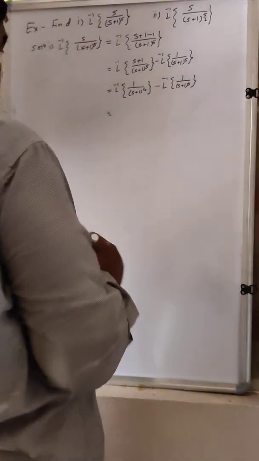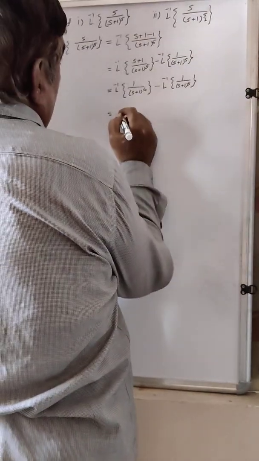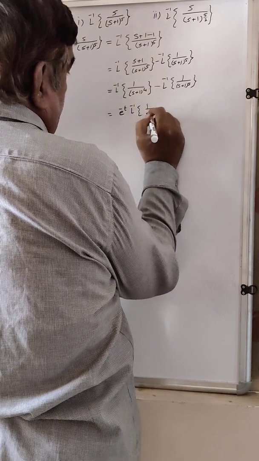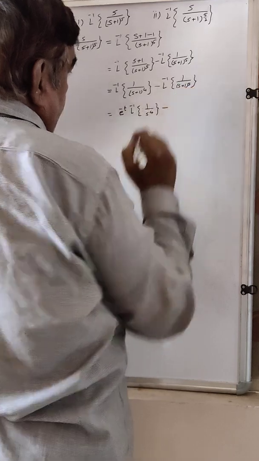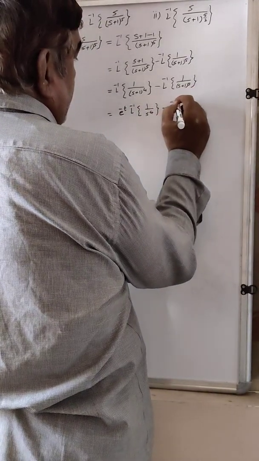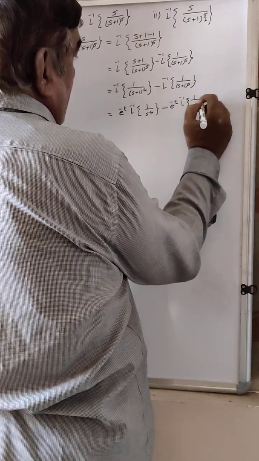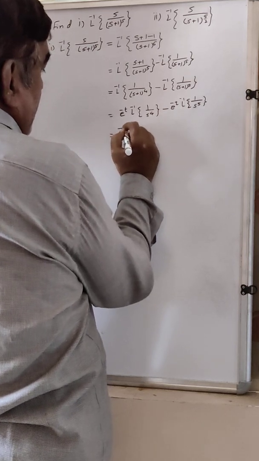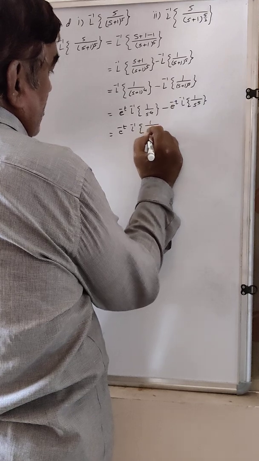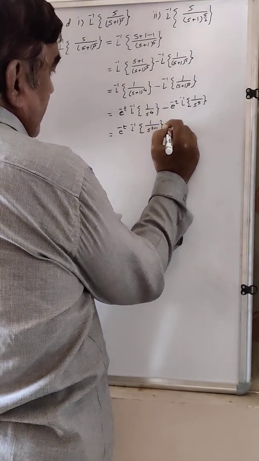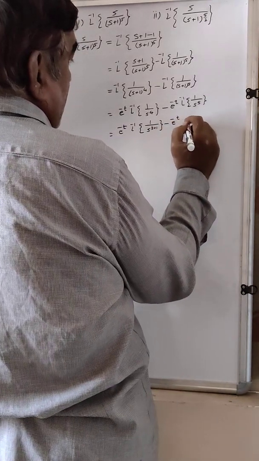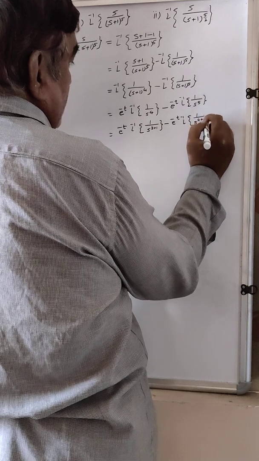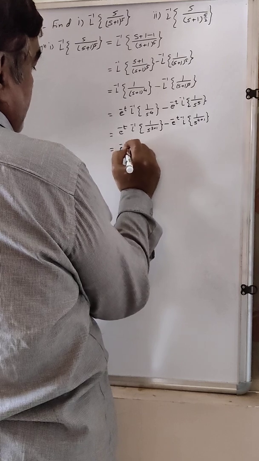using first translation property of inverse Laplace transform, e raised to minus t Laplace inverse of 1 upon s raised to 4, minus, using first translation property here, e raised to minus t Laplace inverse of 1 upon s raised to 5, is equal to e raised to minus t Laplace inverse of 1 upon s raised to 3 plus 1, minus e raised to minus t Laplace inverse of 1 upon s raised to 4 plus 1 is equal to e raised to minus t.